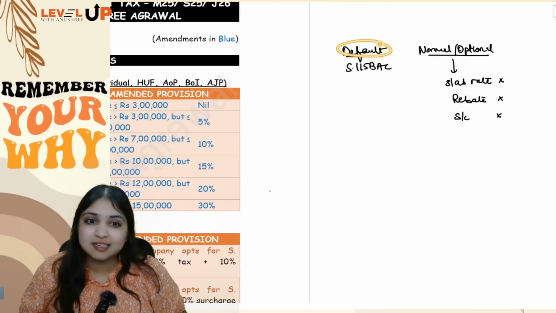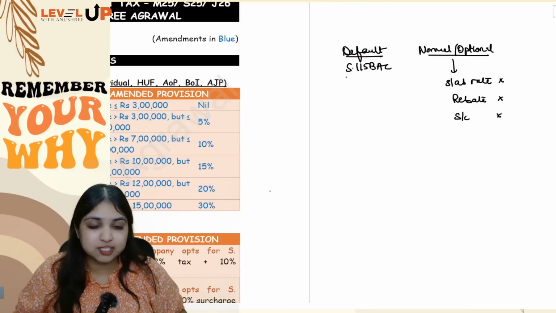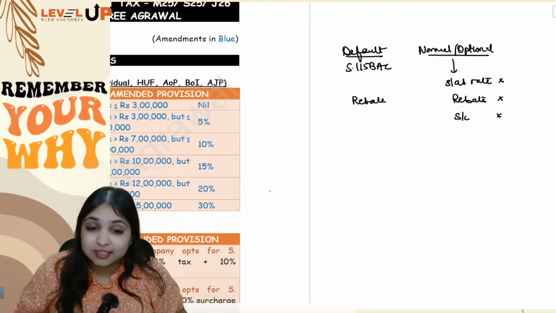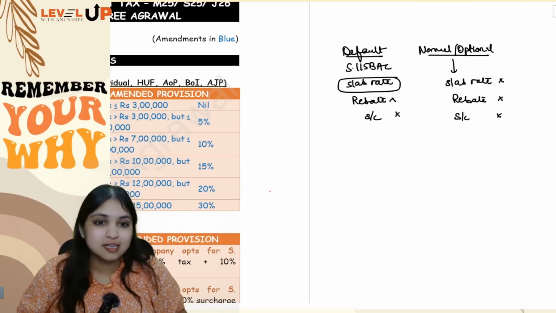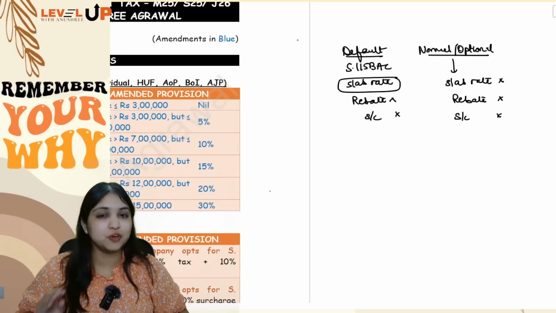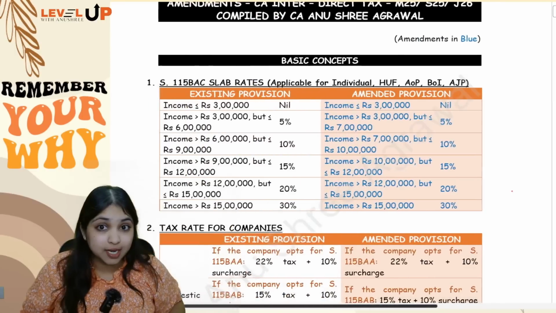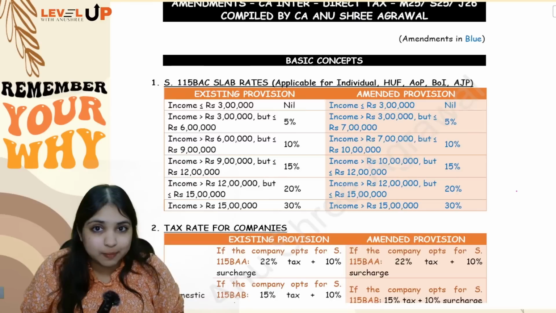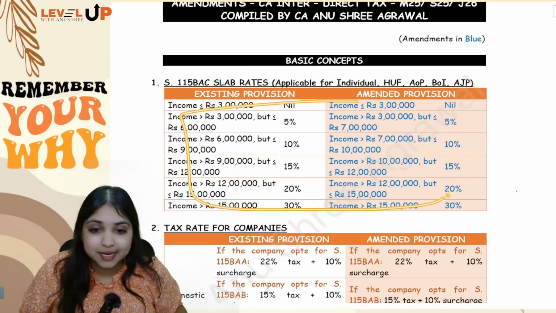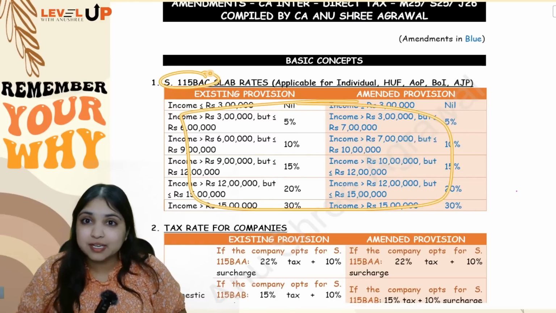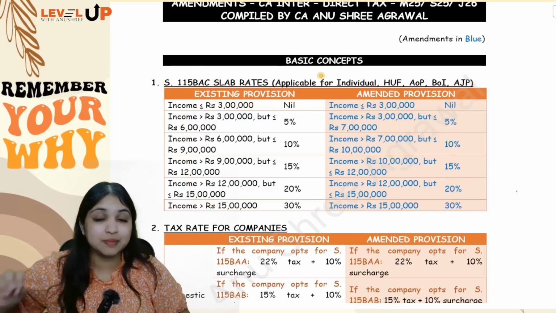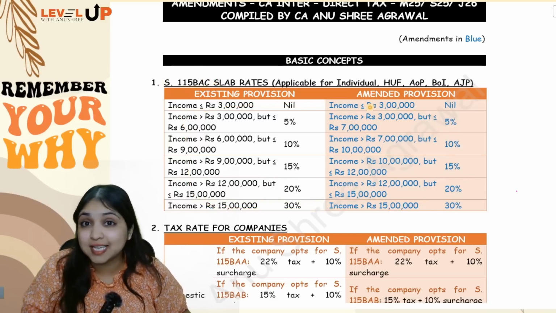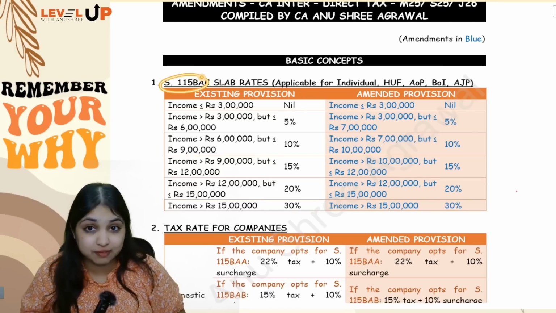But the change is in the default regime. Even in the default regime, there is no change in the rebate under 87A. There is no change in surcharge also. The change is only in the slab rate. You got the basic point first of all. So what is the amendment we're talking about right now? We're talking about section 115BAC. There is no change in the normal regime. There is a change in the slab rates of 115BAC. Even now the rebate is the same, the surcharge is the same, only the tax rate, the basic tax calculation, the slabs have changed in 115BAC.